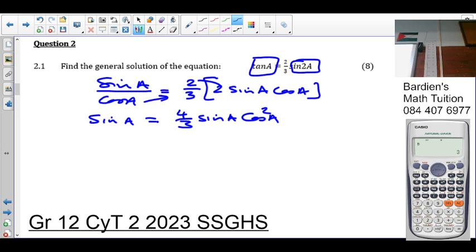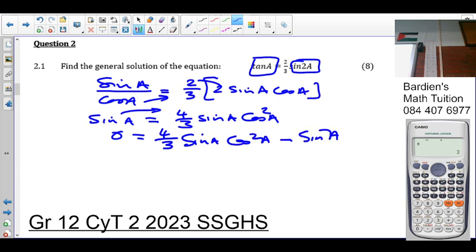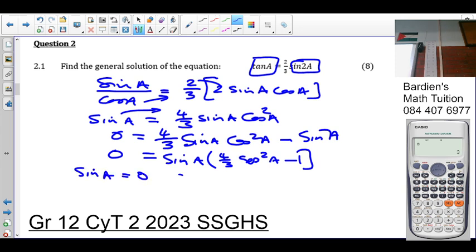Not so? You get everything over the equal sign, so equal to 0. People, you don't divide by sine A, you will be losing a solution. So it's 4 over 3 sine A cos squared A minus sine A. We take out sine A as a common factor. I'm left with 4 over 3 cos squared A minus 1. We set each one equal to 0, so sine A is equal to 0, or 4 over 3 cos squared A minus 1 is equal to 0.